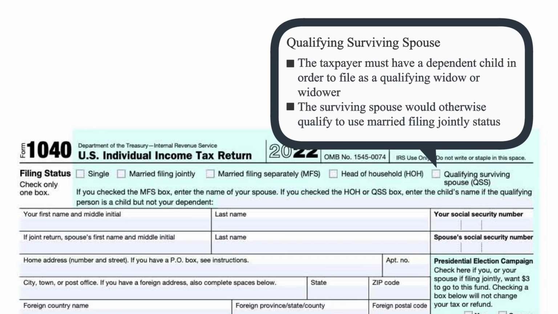This filing status allows one to retain the benefits of the filing jointly status for 2 years after their spouse's death. To qualify, the taxpayer must have a dependent child, and in the year of death, the surviving taxpayer can then use the married filing jointly as the filing status for that year if the surviving spouse would otherwise qualify to use that status.